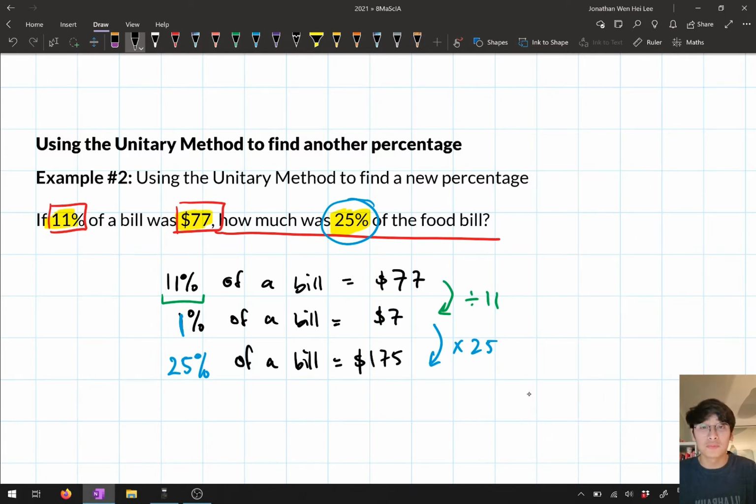And there we go. So for these questions, it's the exact same steps in the unitary method, but the only thing that's different is in that last step, we're going to be changing that from 100% to whatever the question is asking me for. It's going to be different percentages, and so you're going to be using whatever percentage they give you in the question.